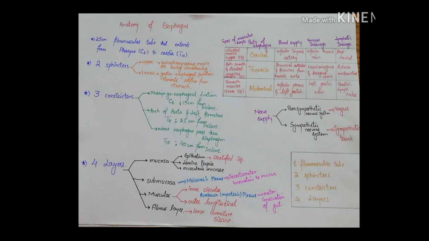Now, a quick revision for the anatomy of the esophagus: it is a 25 centimeter long fibromuscular tube with two sphincters, an upper and a lower, with three constrictors and four layers.